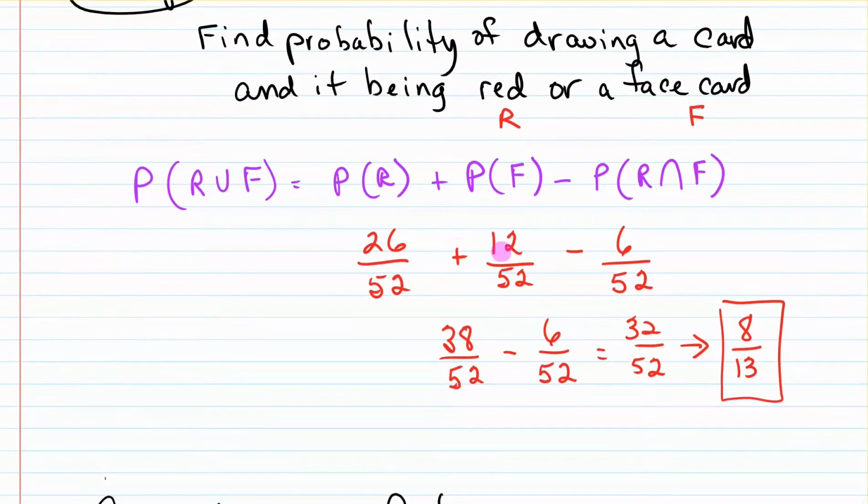So you add these two, you get 38 fifty-seconds, minus 6 over 52, is equal to 32 over 52. 4 goes into that 8 times, 4 goes into 52 13 times. So we have 8 out of 13 as the probability that you will draw a card and it being red or a face card.